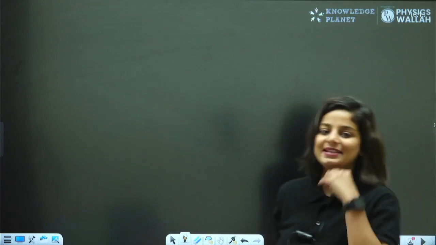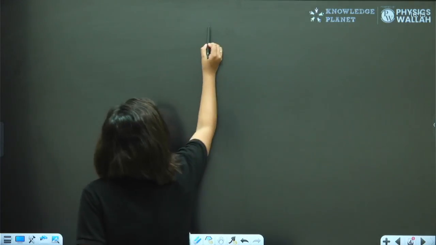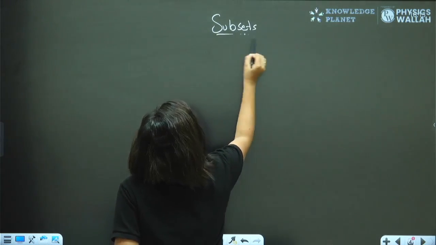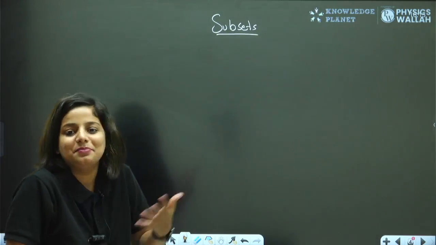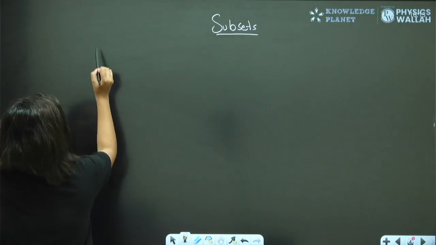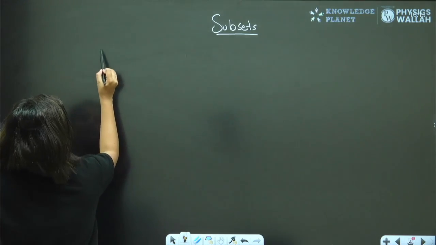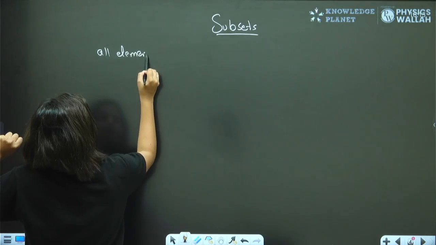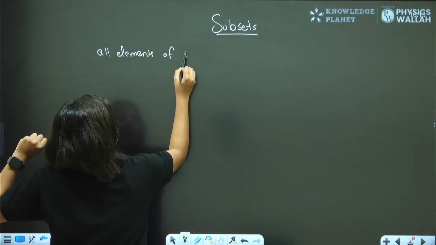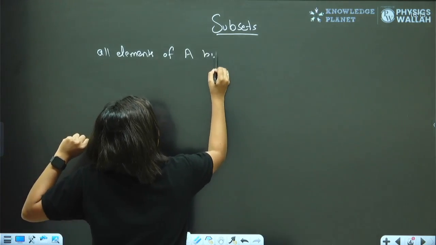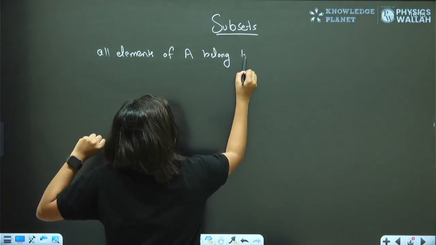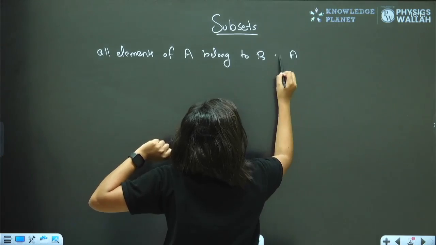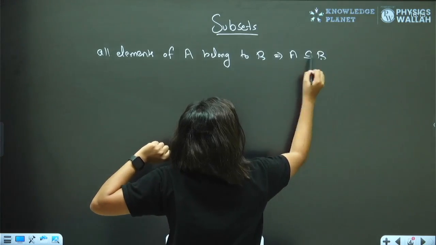After sets, the topic that we encountered was about subsets, right? What do you mean by a subset? By definition, all I need to know is that when all elements of A belong to B, obviously set A and set B, then we say A is a subset of B, right?